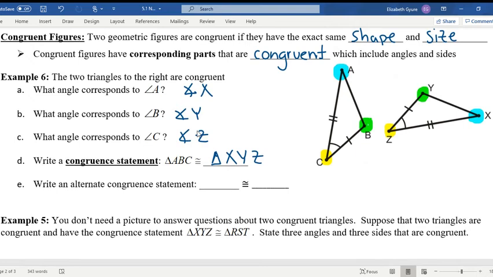Now, there are other ways I could name this, but if I change the order of one, I have to also change the order of the other. So give me a new name for triangle ABC. What's another way I could name that, Evelyn?